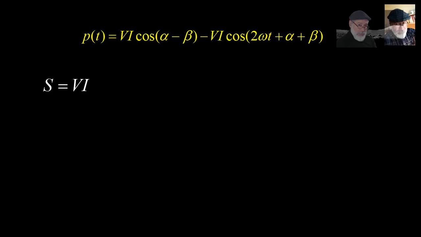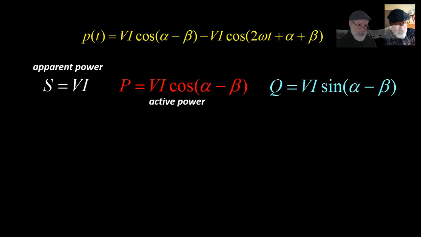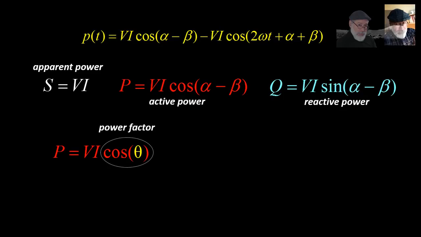Let's continue. The product of the voltage we read from the voltmeter and the amps we read from the ammeter, that product we will call apparent power. The active power is a fraction of the apparent power, and the reactive power is also a fraction of the apparent power. What fraction of the apparent power is P? The cosine of theta. That's what we call the power factor. The cosine of the angle between the phasor of the voltage and the phasor of the current. Power factor, a number between 0 and 1 that tells us how much of the apparent power will become active power. We could also define a reactive power factor, sine of theta.